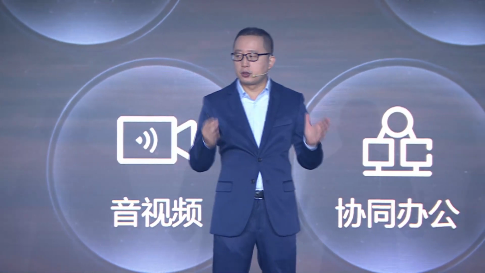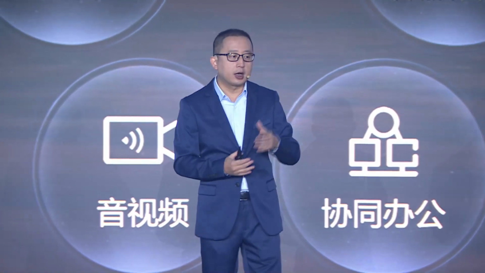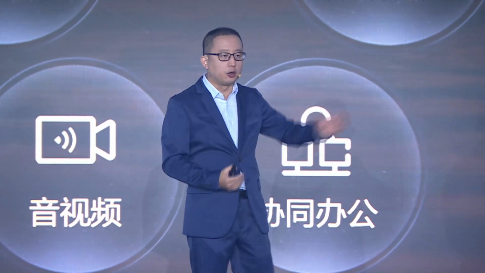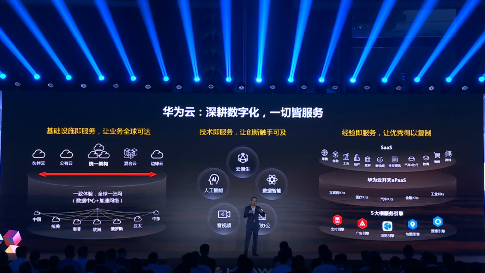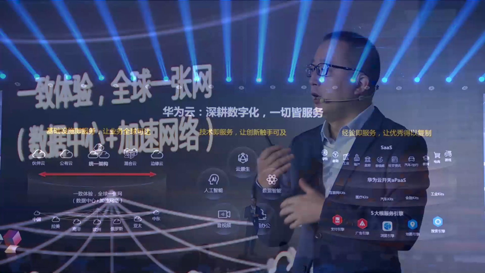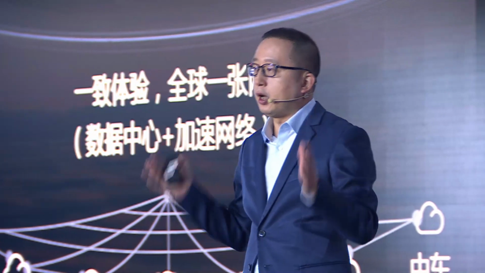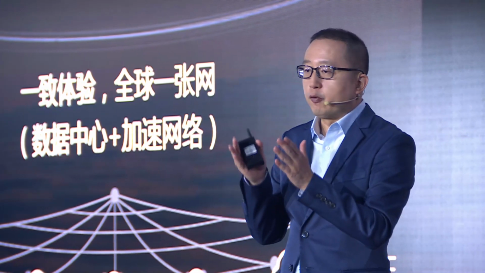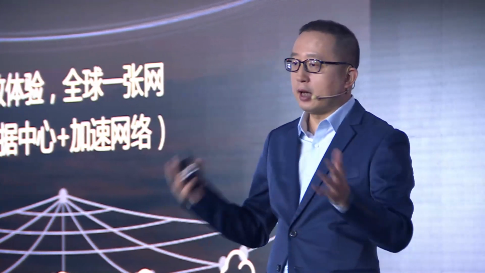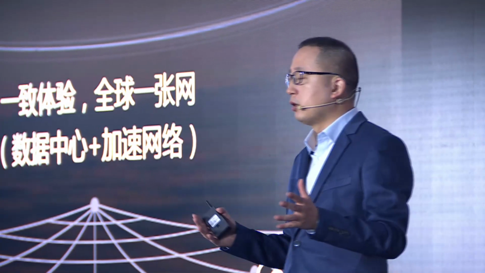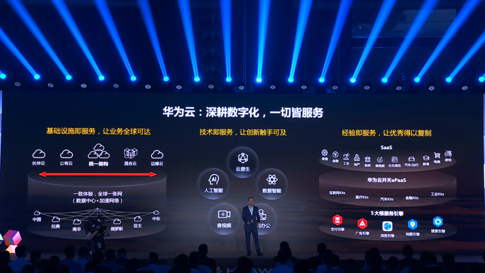And the third layer is experience as a service. We know that each industry has its own know-how and experience. So we want to convert experience into service. We have built Huawei Cloud Kaitian APaaS. We hope that the different industries can leverage this platform to share their experience, so the industrial know-how can be made available to others. Then through infrastructure, technology, and experience, we are able to enable industries to go digital.